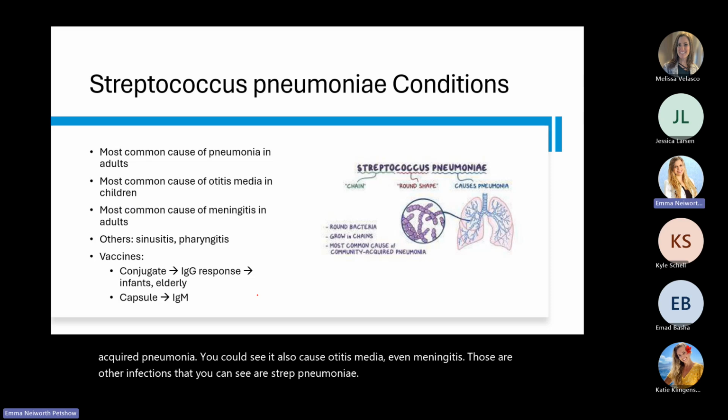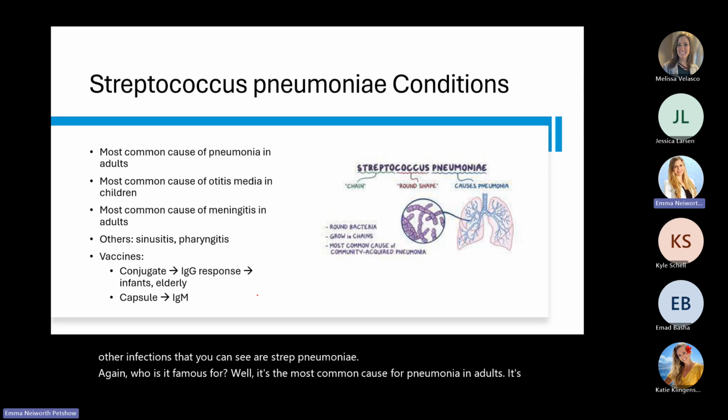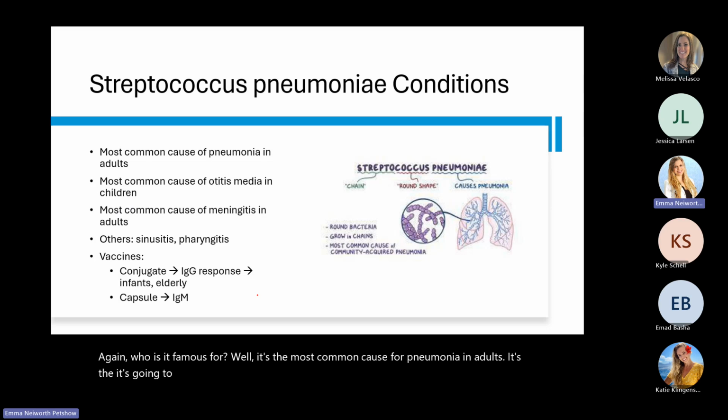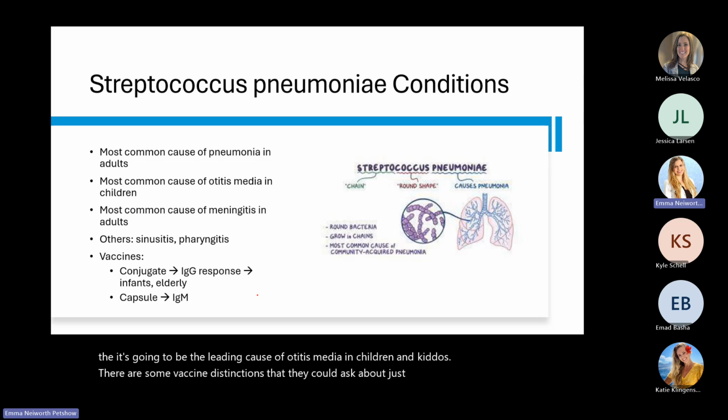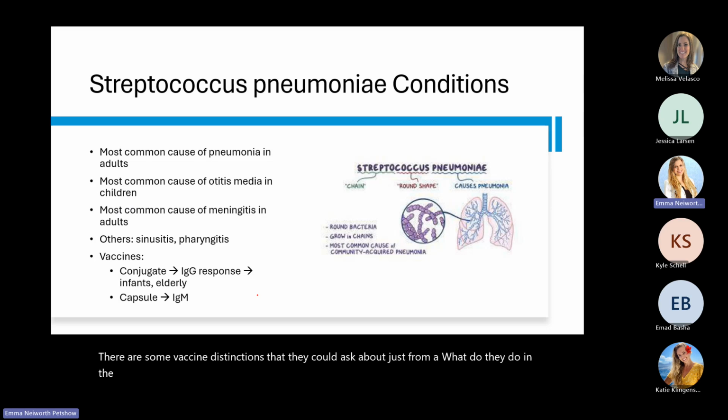Again, what is it famous for? Well, it's the most common cause of pneumonia in adults. It's going to be the leading cause of otitis media in children and kiddos. There are some vaccine distinctions that they could ask about, just from a what-do-they-do-in-the-body angle, not a who-to-give-this-to angle.